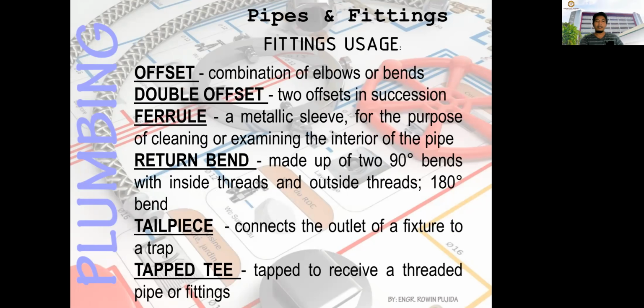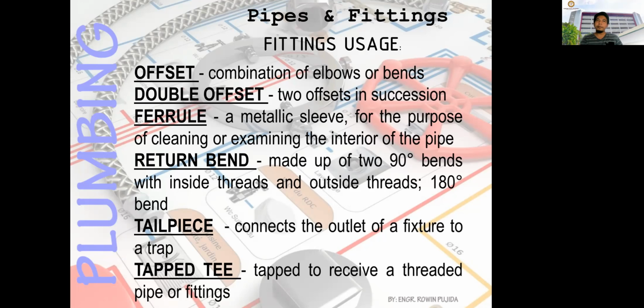And then for offsets, this is for the combination of elbows or bends. So when you combine two elbows, that is an offset. And then for double offset, that is two offsets in succession. Then the ferrule is a metallic sleeve for the purpose of cleaning or examining the interior of the pipes. Okay, sometimes this is connected to the P-trap.